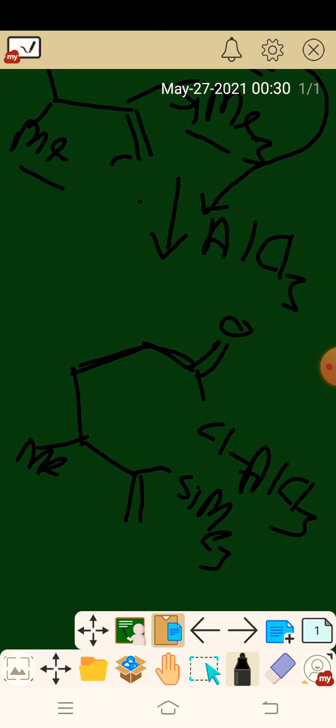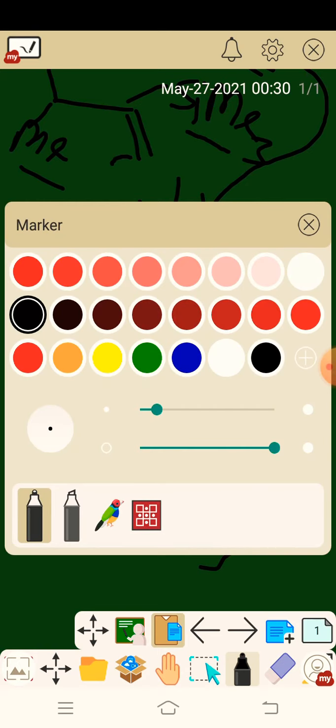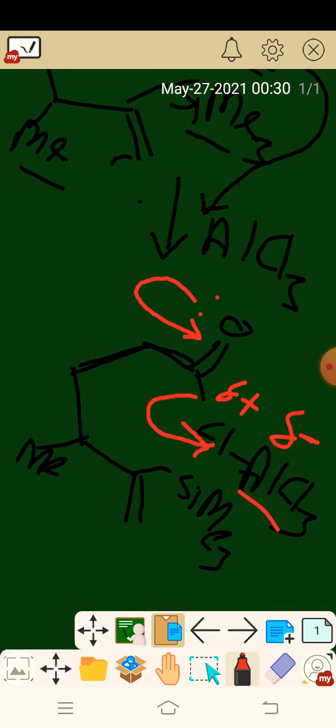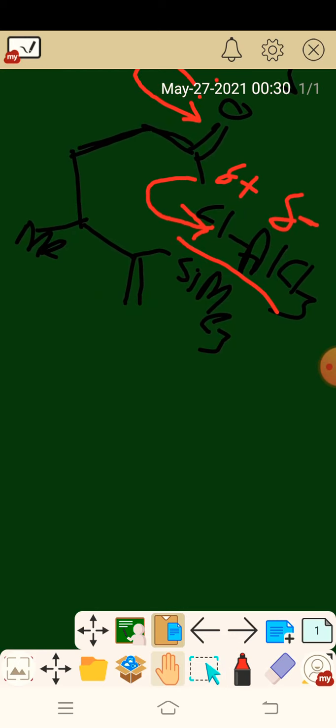Now this chlorine is also a good leaving group here, and the dipole of the chlorine will change. Here the aluminium has a negative dipole and the chlorine has a positive dipole. Through this dipole, the lone pair of the carbonyl will attack here, forming a new CO bond, and this chlorine will be replaced with AlCl3, forming a new intermediate, an oxonium ion.